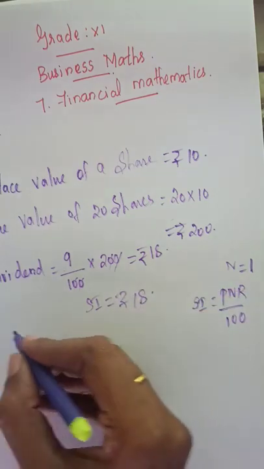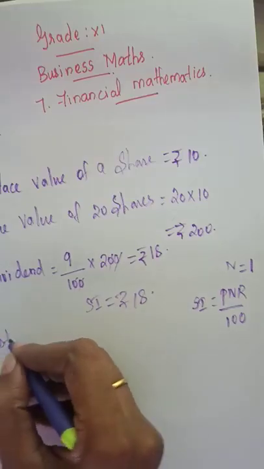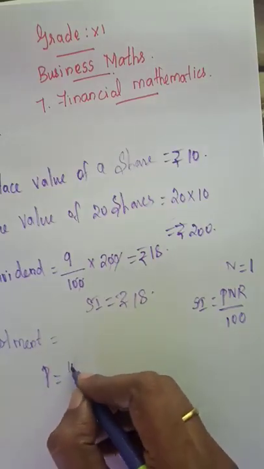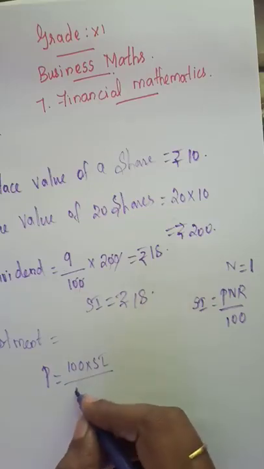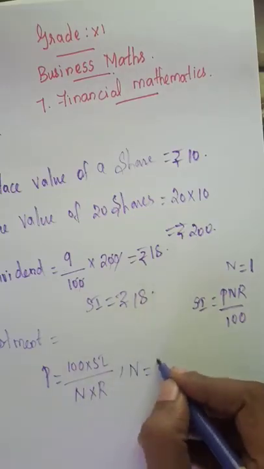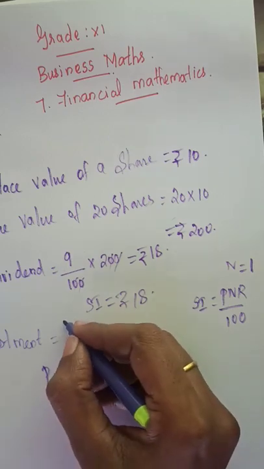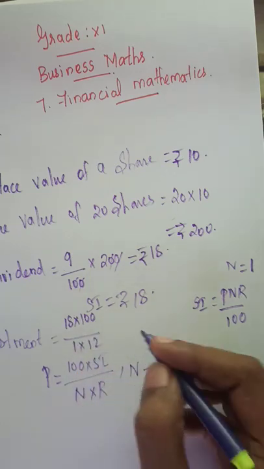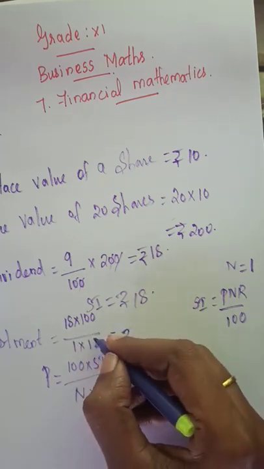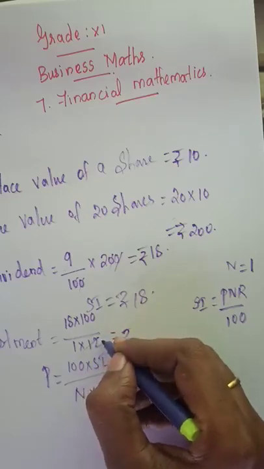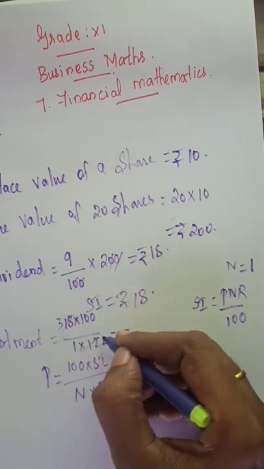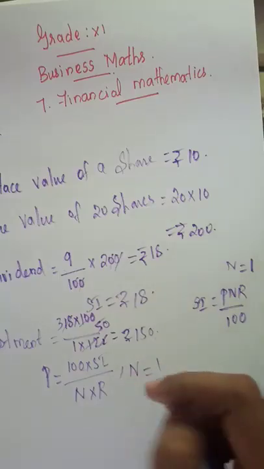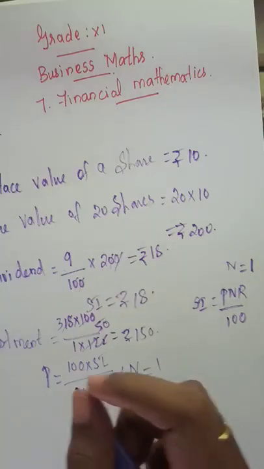Next, we need to find the investment. For investment the formula is P is equal to 100 into SI divided by N into R. Here also the N value is equal to 1. If we substitute, 18 into 100 divided by 1 into 12. Simplify: 12 sixes are 72, that is 2, it is 3, again 5, 50. So rupees 150. Now we have found the investment and dividend.